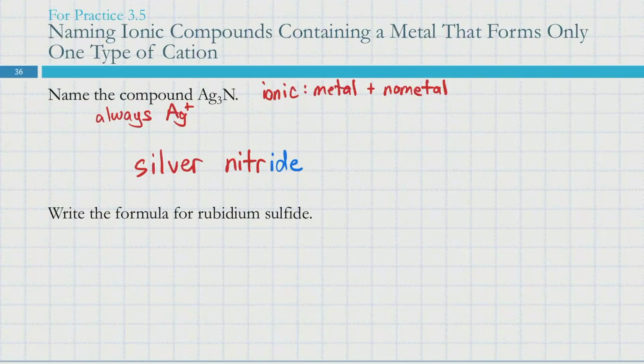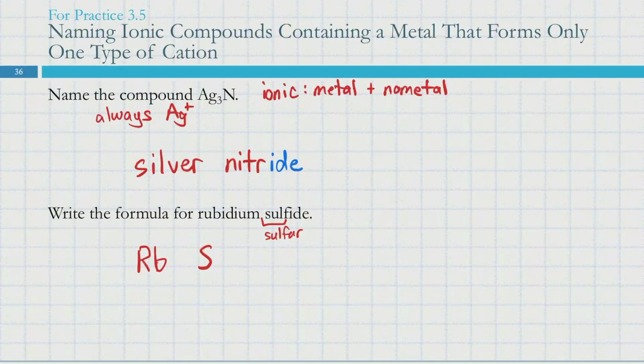Another piece of practice working the other direction, write the formula for rubidium sulfide. What is the symbol for rubidium? Yeah, it's Rb. And then sulfide, the ide ending meaning that we've got a monoatomic anion, just 1 atom of the anion. The sulf part is the base for sulfur. And sulfur has what symbol? S. This is not our formula.